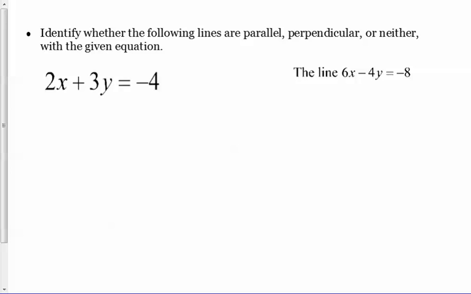Identify whether the following lines are parallel, perpendicular, or neither with the given equation. With this one, I'm going to come back to this in the next video.